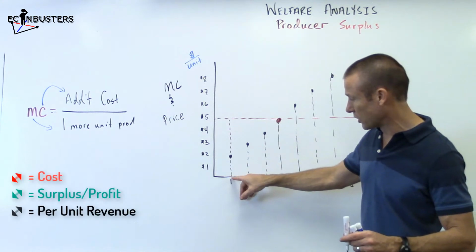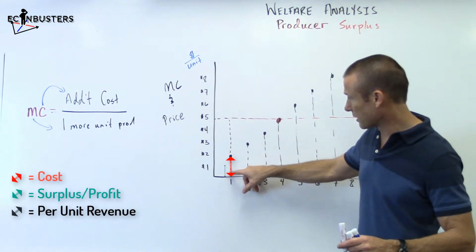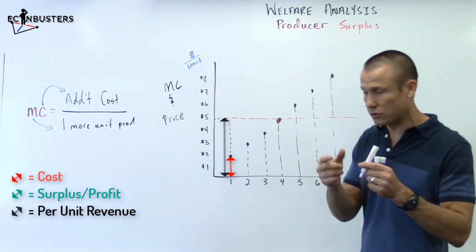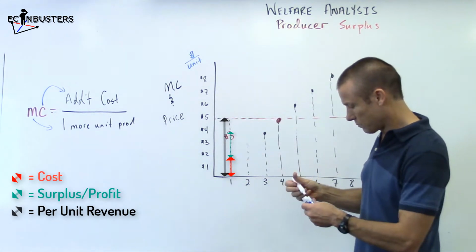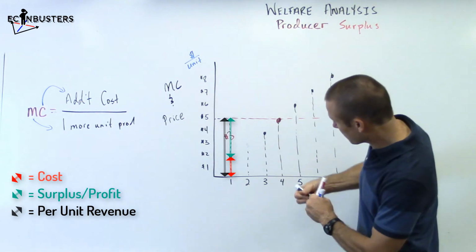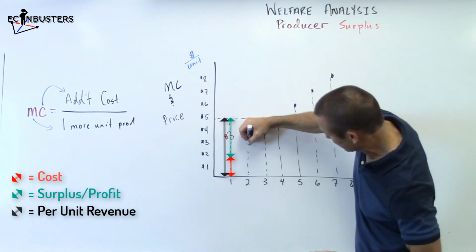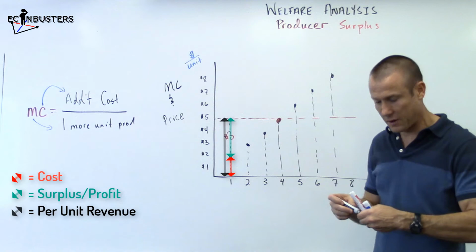So for the first good, it's going to cost $2 to make. We're going to get per unit revenue of $5. So the surplus is going to be $3. Well, that's just kind of smudged off that little dot right there. There's a little dot right there because I want to talk about that one next.